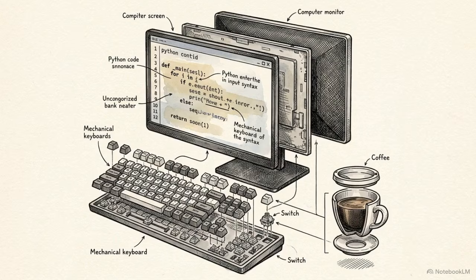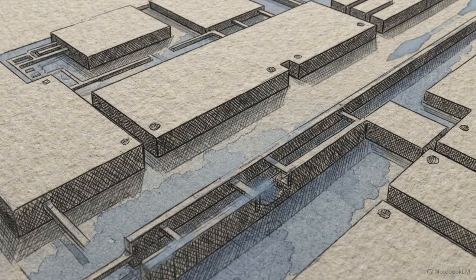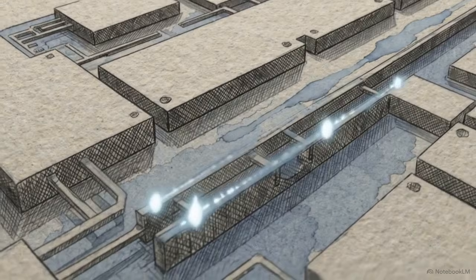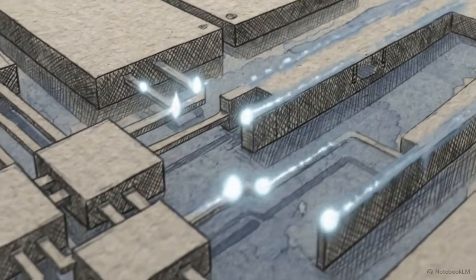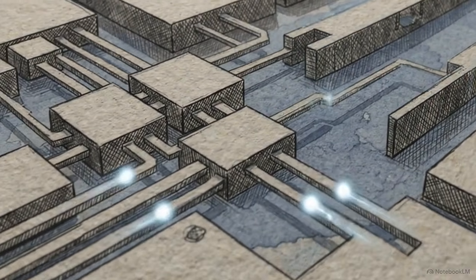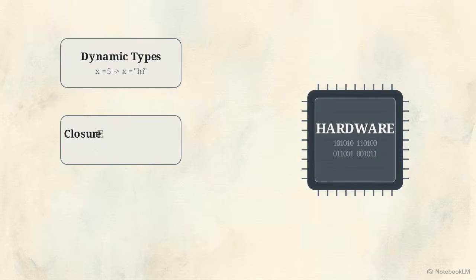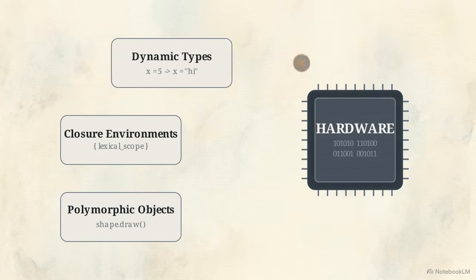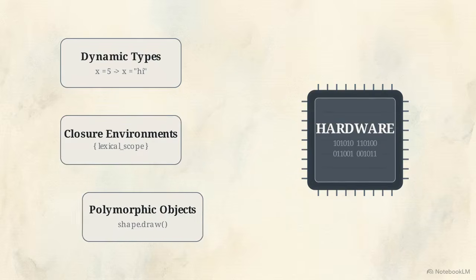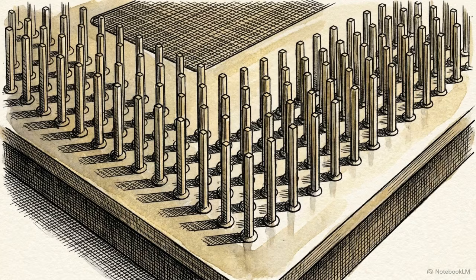We prioritize languages like Python and JavaScript because they offer developer velocity and memory safety. But at the lowest level, microprocessors execute contiguous streams of binary machine code, acting upon raw memory addresses and physical silicon registers. Physical CPUs cannot inherently process abstractions like dynamic types, closure environments, or polymorphic objects. They are limited to the rigorous constraints of the hardware's specific instruction set architecture.